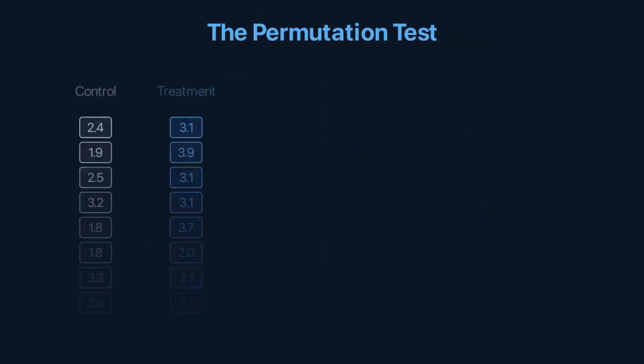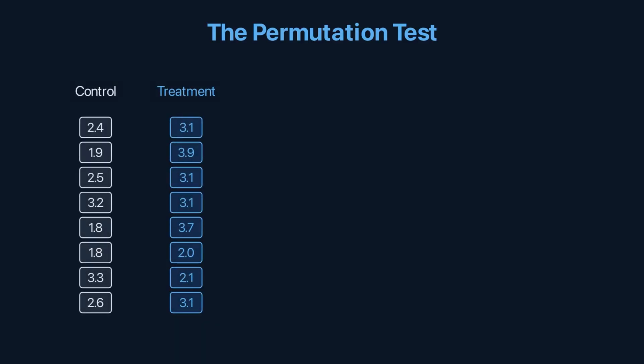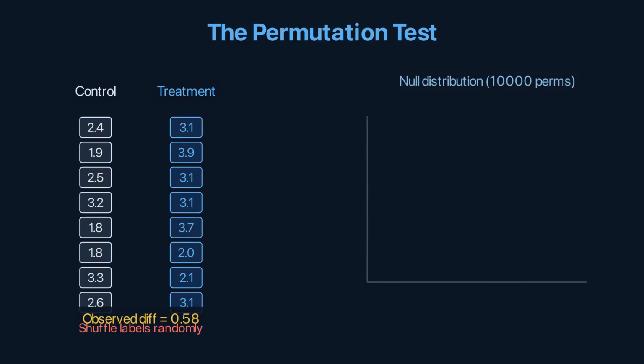Shuffle the treatment and control labels randomly. Recalculate the test statistic, the difference in means, the t-statistic, whatever you're measuring. Repeat 10,000 times. This creates the null distribution, the distribution of the test statistic when the labels truly don't matter. Now compare your observed statistic to this null distribution.